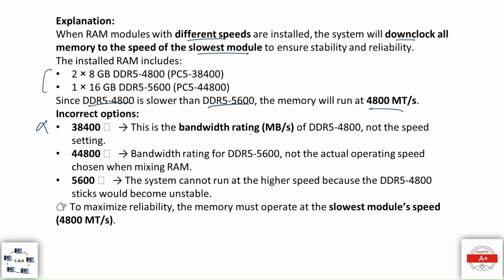So the incorrect options are 38400. This is the bandwidth rating, that is megabytes per second, of DDR5 4800, not the speed setting. 44800 is the bandwidth rating for DDR5 5600, not the actual operating speed chosen when mixing RAM. And 5600, the system cannot run at the higher speed because DDR5 4800 would become unstable. So to maximize reliability, the memory must operate at the slowest module's speed, that is 4800.